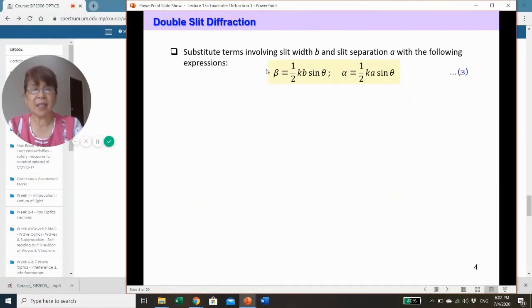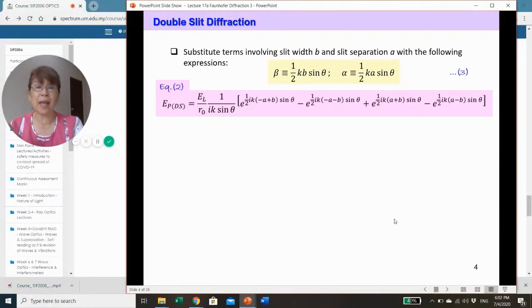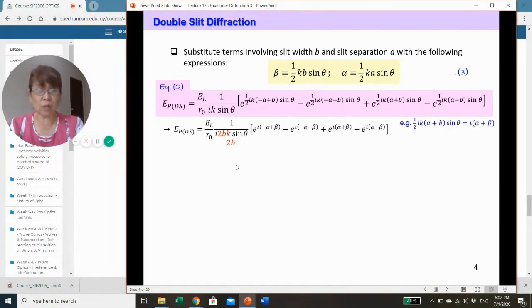Then in order to simplify, we substitute half kb sine theta with beta, and half ka sine theta with alpha. And this is equation 2. Now, when you substitute this in, we take an example for this one, which you can work out for the other 3 terms. Half k (A plus B) sine theta: you have half ka sine theta represented by alpha, half kb sine theta represented by beta, so that leaves you i(alpha plus beta). Similarly for the other 3 terms, that's how we come to these terms within this square bracket.